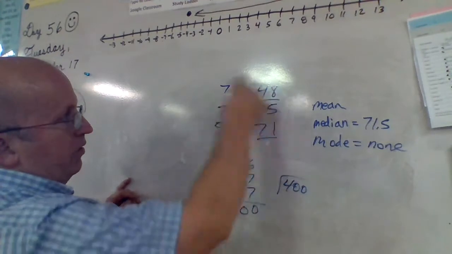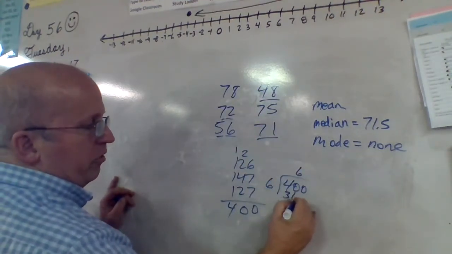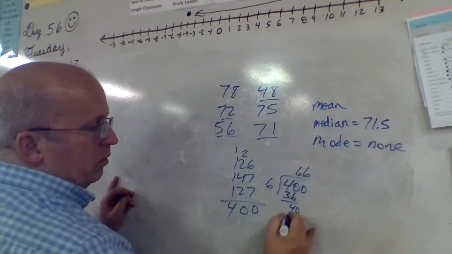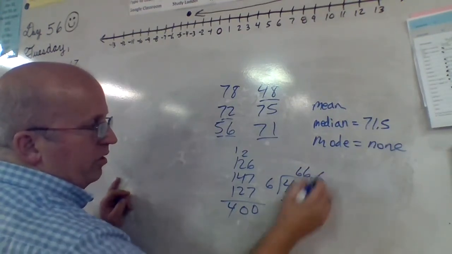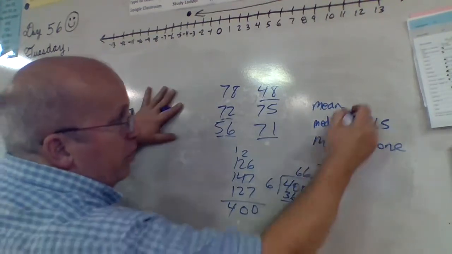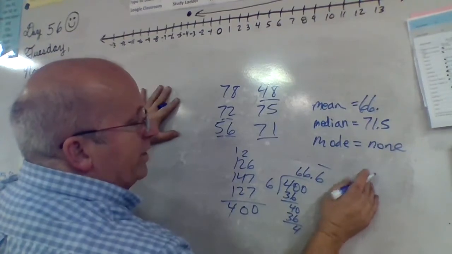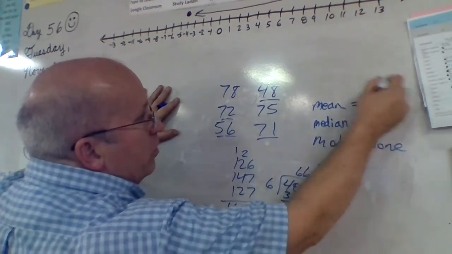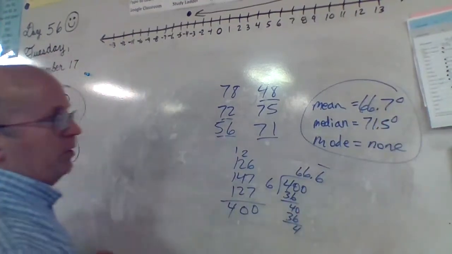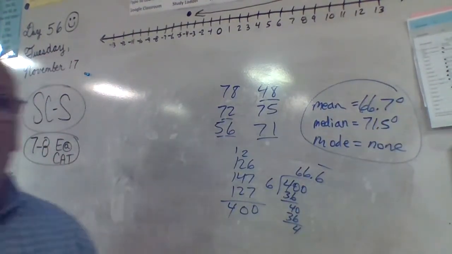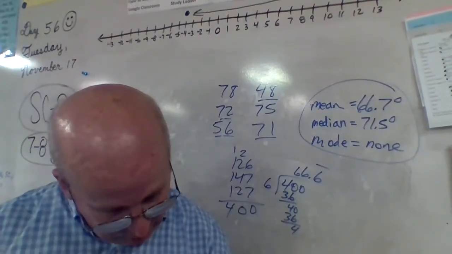And I'm going to divide by 6 because there were 6 total numbers. I get 6, 36, 40. Oh, that seems like I'm repeating. So that's going to be 66.6 repeating. But if I round that to the nearest tenth, that's 66.7, rounded to the nearest tenth. And we're talking degrees here. Remember, it was a degree problem, so I put on the label of degrees, and that's mean, median, and mode for this particular set of problems.